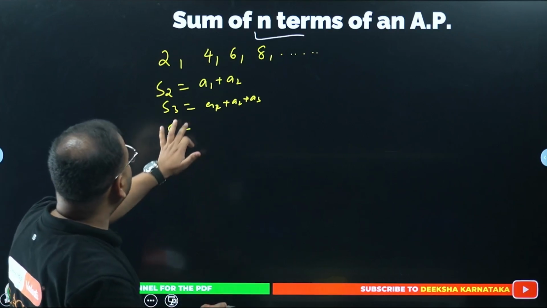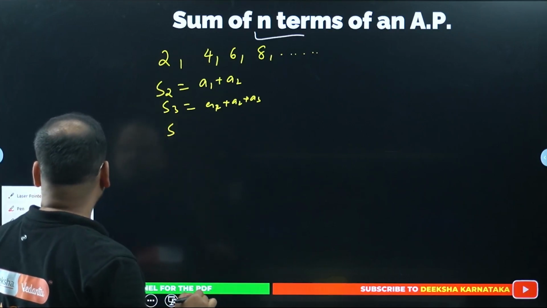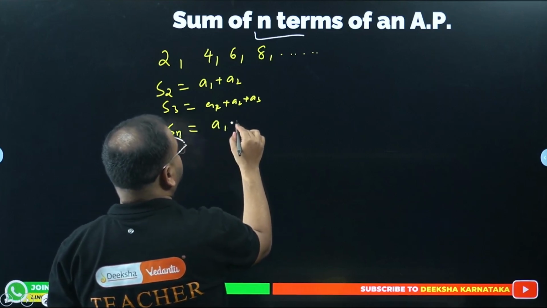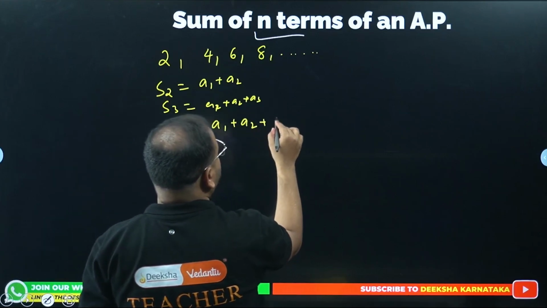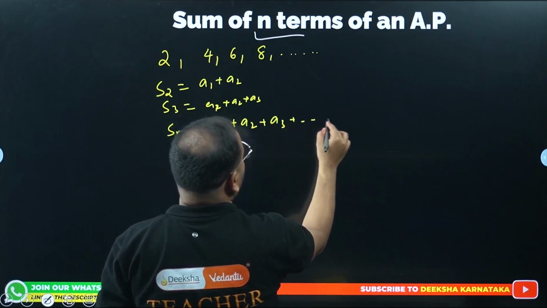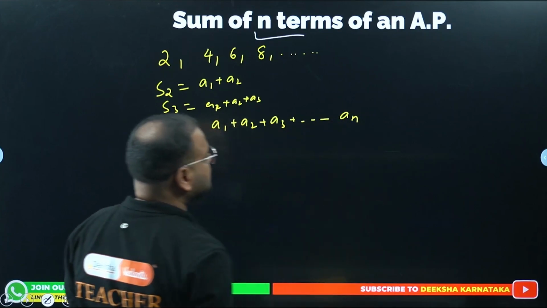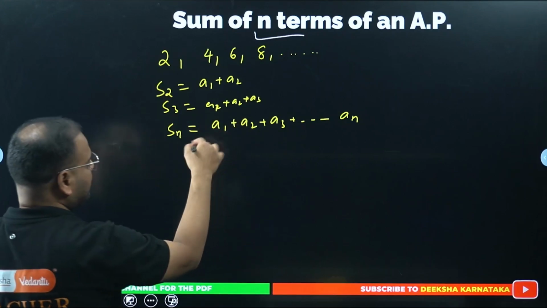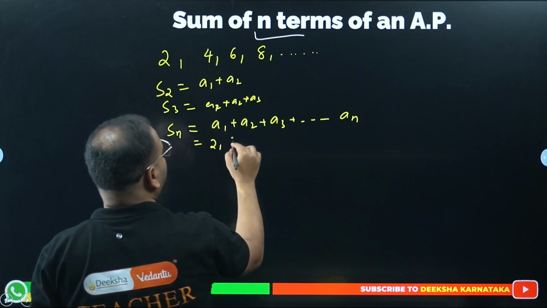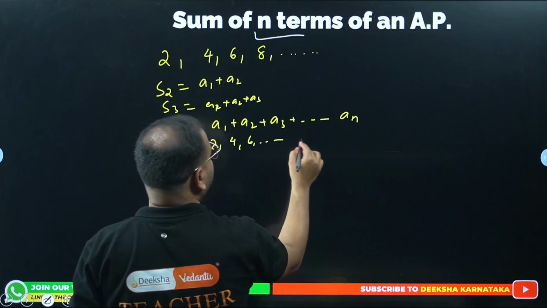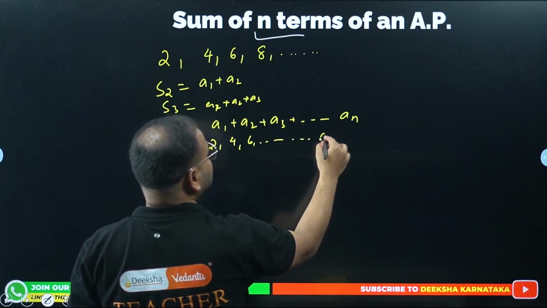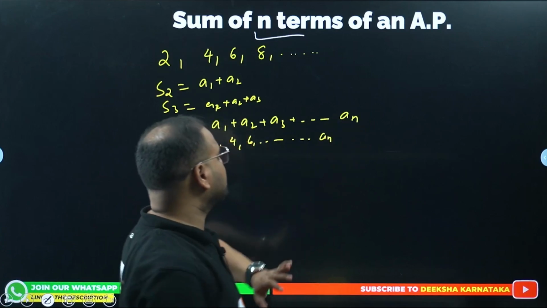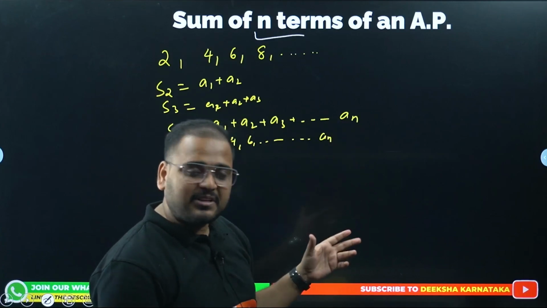So sum of n terms will be what, sir? Sum of n terms will be all the terms. So A1 plus A2 plus A3 and till the last term An. In this case 2, 4, 6 till the last term, whatever it is. If we know the last term, then it becomes a finite AP, means the last term is known. If we don't know, it becomes infinite AP.